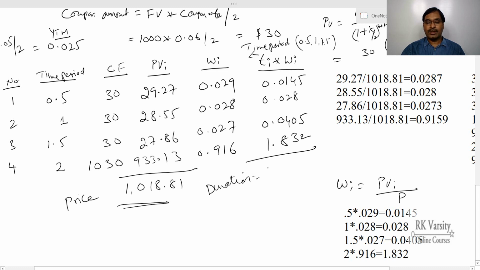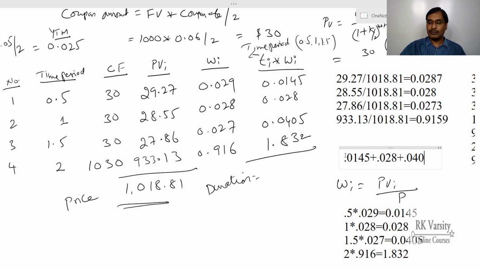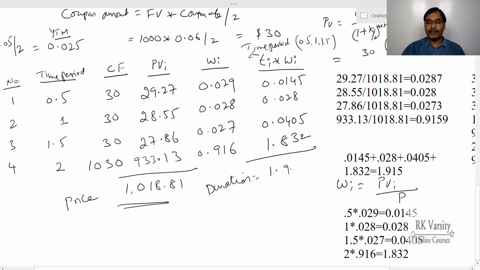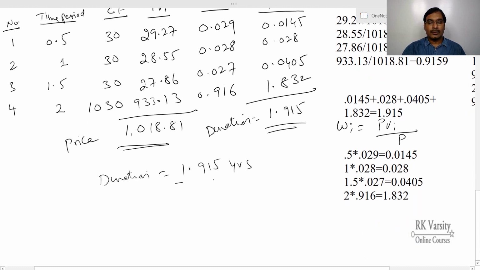So your duration equals 0.0145 plus 0.028 plus 0.0405 plus 1.832, which is 1.915, the duration of this bond. What this 1.915 years indicates is that the holder of this bond needs to hold the bond for a minimum of 1.915 years to recover the principal, that is the par value, as well as the coupon amounts of the bond. So this bond has a long duration.